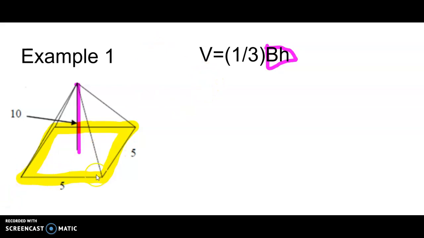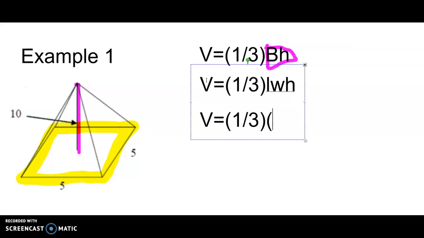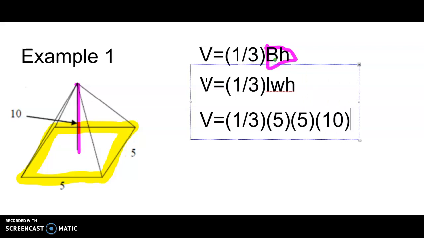So we already know how to find the area of a square, which is going to be length times width. So I'm going to go ahead and just rewrite our formula for this case. So we have length times width times the height. So the volume is going to equal 1/3 times 5 times 5 times the height, which is 10. And again, I'm just going to put this in my calculator.